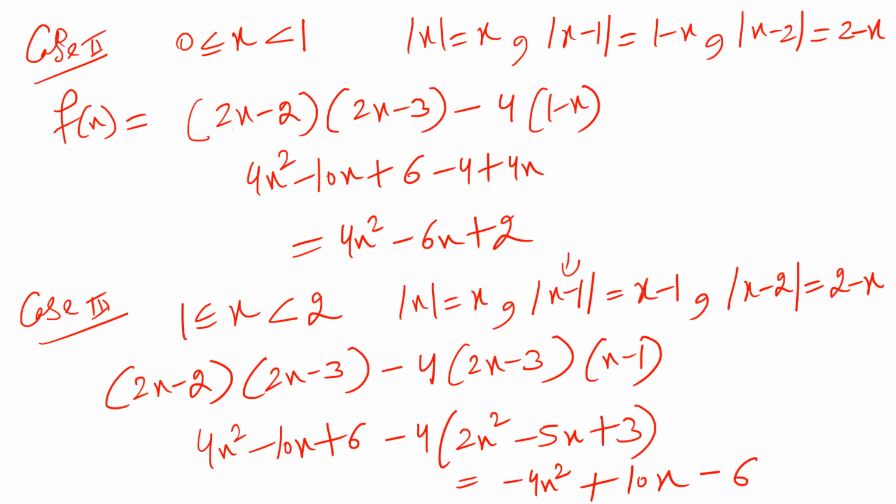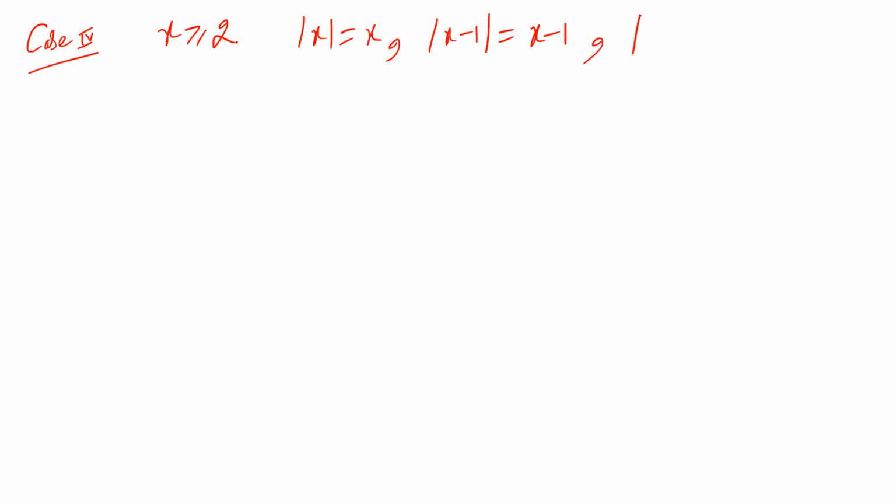Now we move towards the last case, that is x greater than 2. Students, we discussed the fourth case, in which x is greater than or equal to 2. Now when x is greater than or equal to 2, then obviously mod x is equal to x. Mod of x minus 1 will be x minus 1 because x is greater than 1. And mod of x minus 2 will similarly be just x minus 2 because x minus 2 is positive now. Now just put all of these values in the expression.